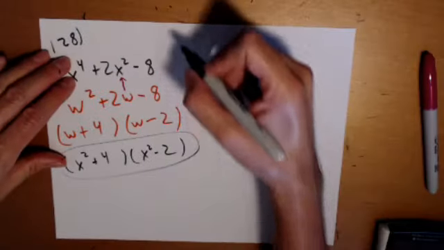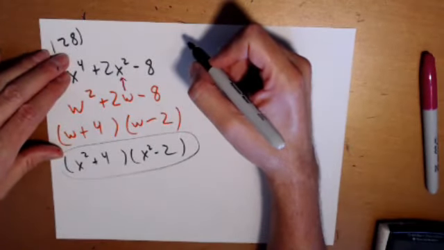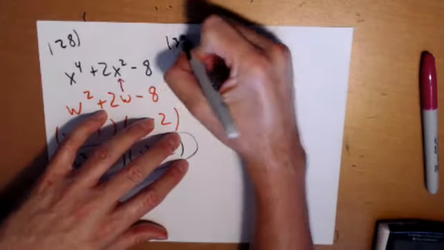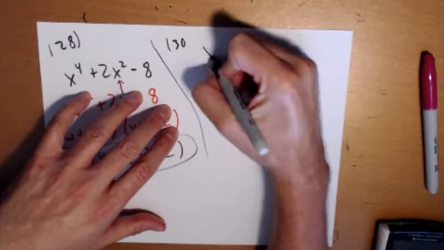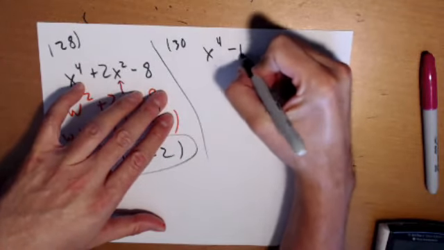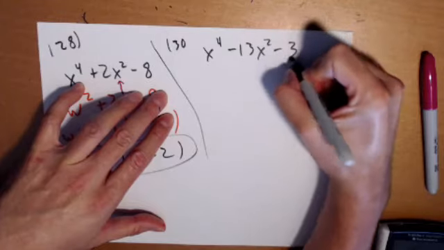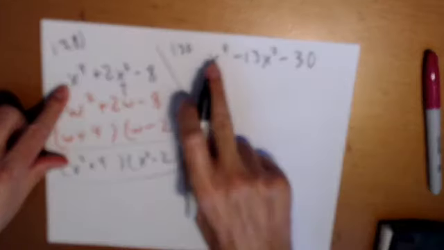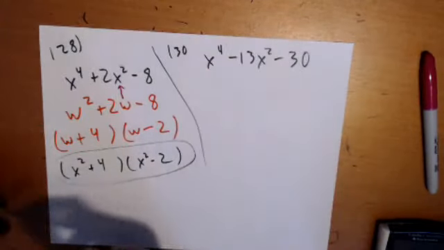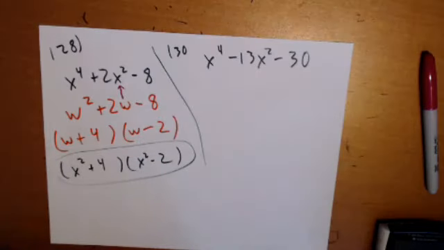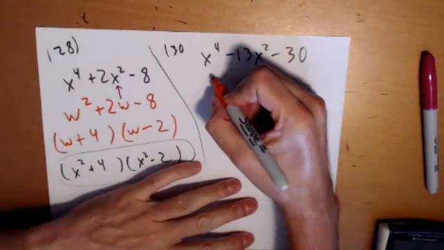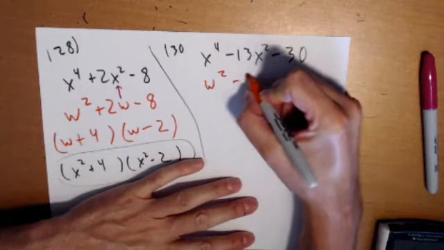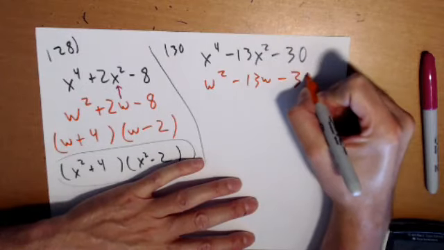Okay, that probably bugged you. We'll do 130. X to the 4th minus 13x squared minus 30. It looks very similar, right? X to the 4th, x squared, none. So in my mind, it's basically just w squared minus 13w minus 30.